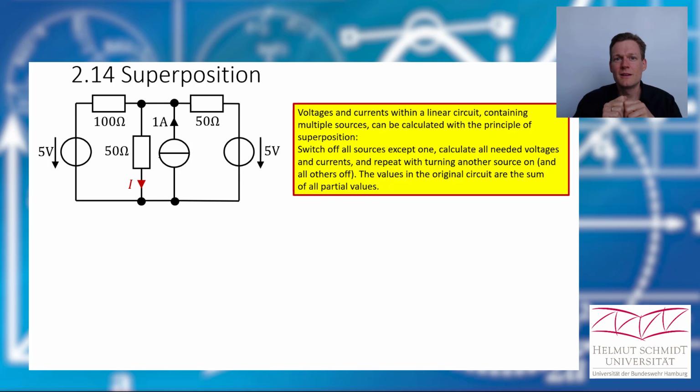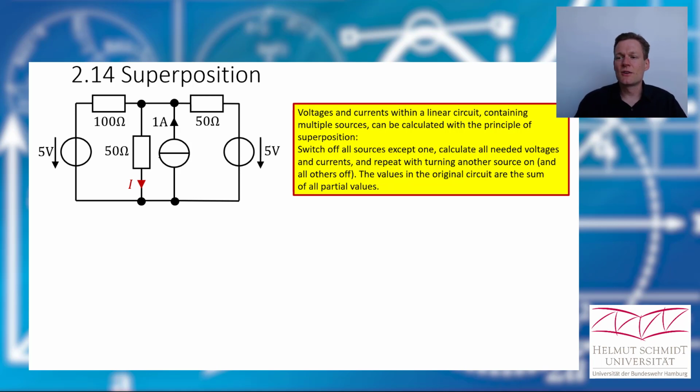After that, we deactivate all the sources again and switch on another one. And again, we calculate the voltage or current we are looking for. And we go on until we made it for every single source. And in our original circuit, we can calculate the value we are looking for by adding the values from our partial solutions. I will show you how it works.